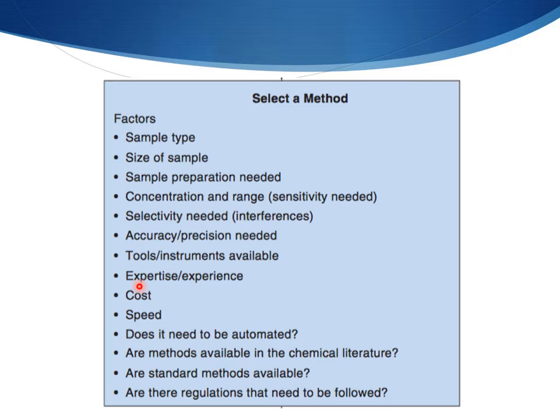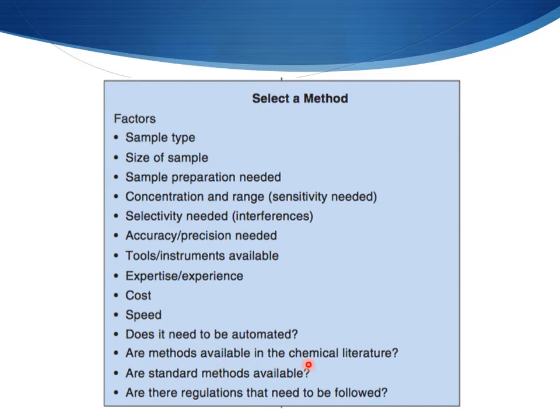And the analyst will also be sure about his or her expertise or experience, so that he or she can get a good result. Cost and speed of the experimentation: does it need to be automated? Yes, if you can make it automated, then you do not need to be present at the machine all the time. You can just feed the instructions, and then the machine will take the sample and operate automatically, and that can make your work much easier.